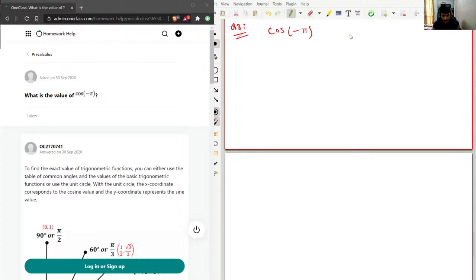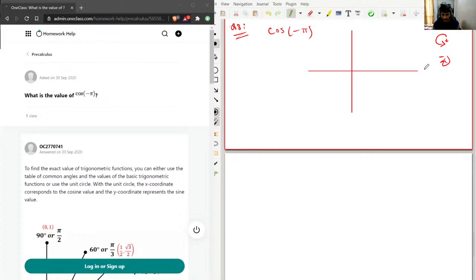If I just make an axis here, then the thing is that when we go anti-clockwise, the angle is taken as positive. So anti-clockwise is positive. This is basically the sign convention for trigonometric ratios. And when we go clockwise, then the sign is negative. So for clockwise, sign is negative.